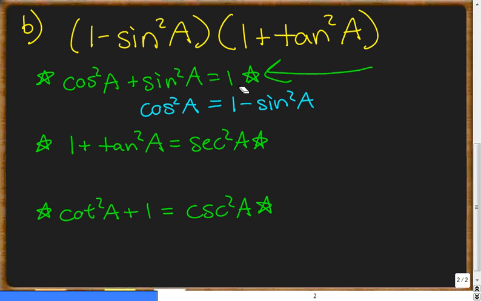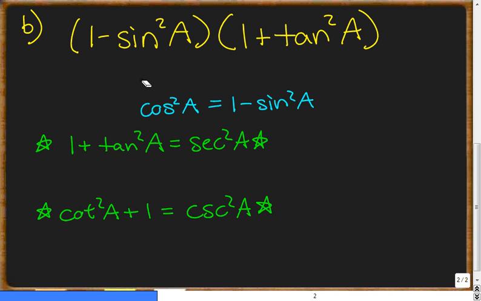And if you see, I've just created, in fact, another identity that is always true. Because cosine squared plus sine squared always equals 1, I can subtract sine squared from both sides because that is legal, and I get this equation. So this is something that I'm going to use to help solve my problem. 1 minus sine squared is always the same thing as cosine squared. Always. It's always the same thing.